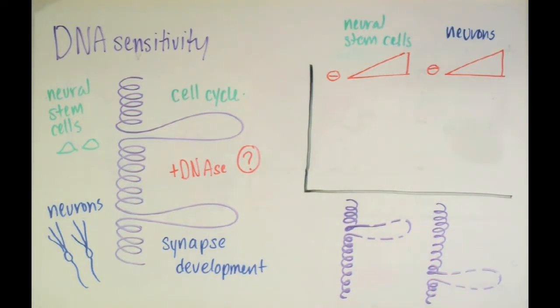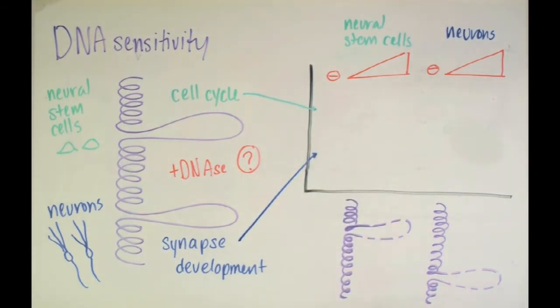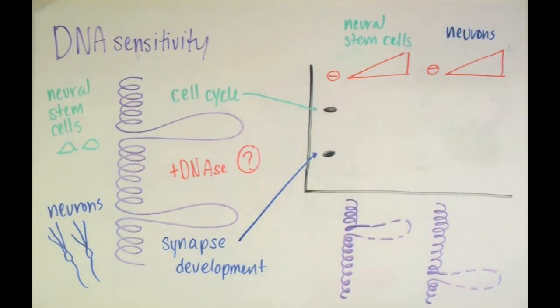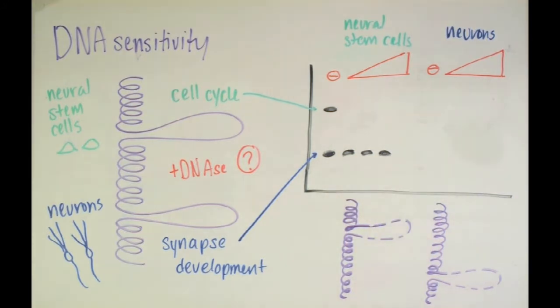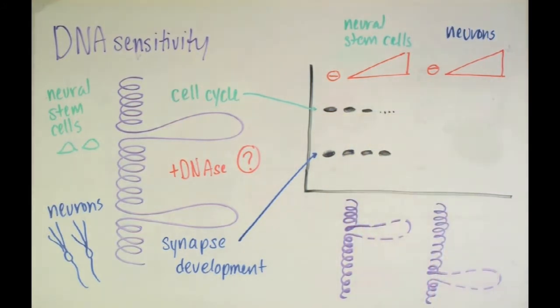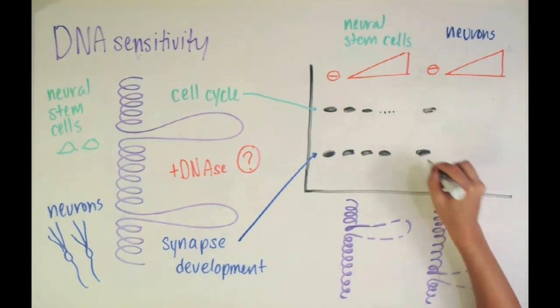In the stem cell sample, you would expect to see bands of equal intensity across all DNase concentrations for the synaptic genes because these cells don't form synapses. However, since stem cells can undergo mitosis, or cell division, you would expect that the cell cycle gene is sensitive to DNase, and so its corresponding band would decrease as DNase increases.